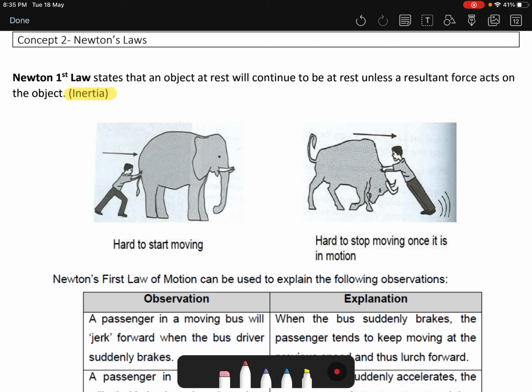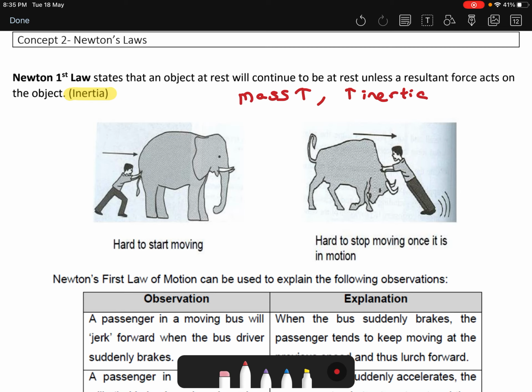Inertia means that if an object is moving, it will find it very difficult to stop moving unless I use a resultant force to oppose the object, or when it is at rest, it will find it very difficult to move. What affects the magnitude of your inertia is the mass. If your mass is high, you will have a high inertia.